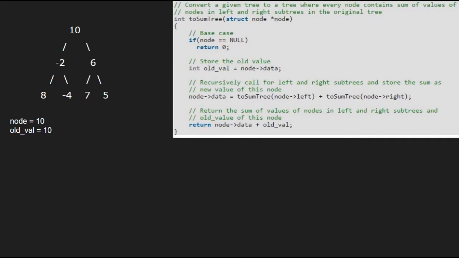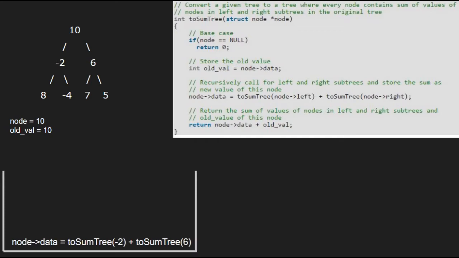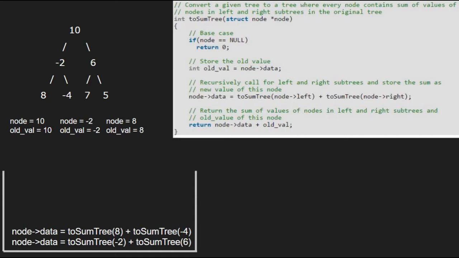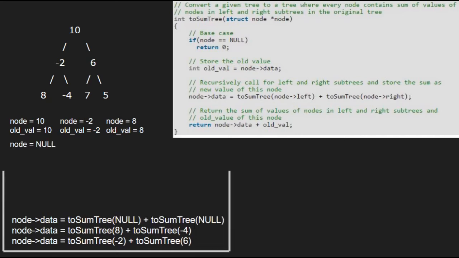So first we call for the left child of 10 using a call stack. Since left child of 10 is minus 2, node will point to minus 2. Also old val will be equal to minus 2. Again we call for the left subtree of node, so node will now point to 8. Now old val will be equal to 8. Next we pass the left child of 8. Since it is null, node will now point to null. Since node is pointing to null, we return 0.